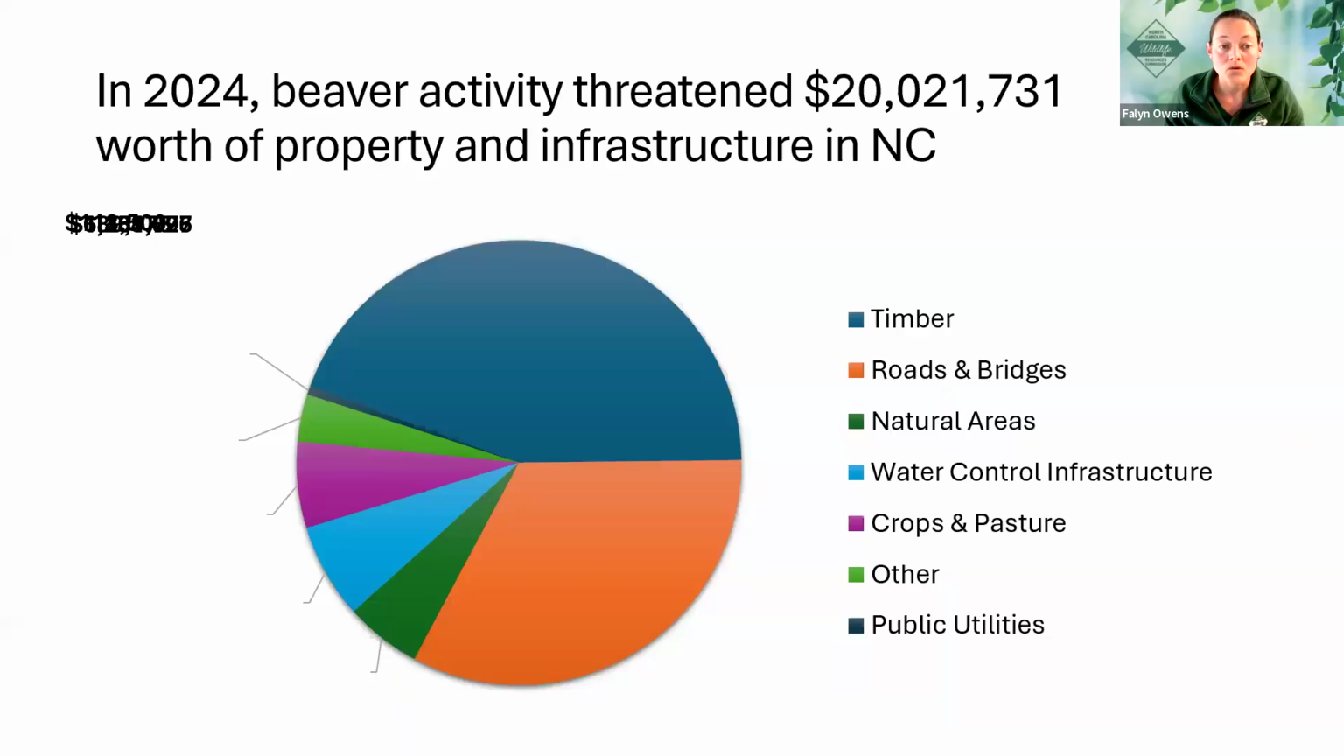And getting even more specific about that, and I think my numbers are a little bit messed up here. I'm sorry about that. But essentially, you can look at this pie chart and see that overall, in 2024, there were over $20 million worth of resources that were threatened by beaver activity. And the big ones in that year were timber plantations and roads and bridges, which are very valuable to us humans, an assortment of other types of resources like water control infrastructure and crops.